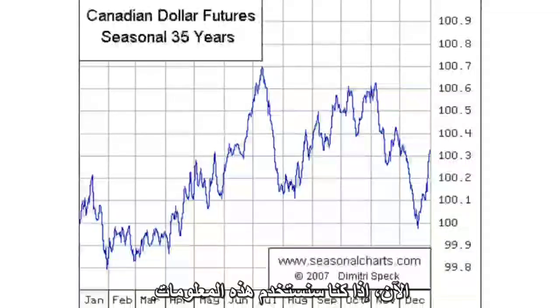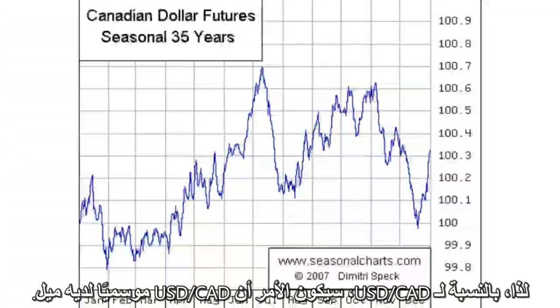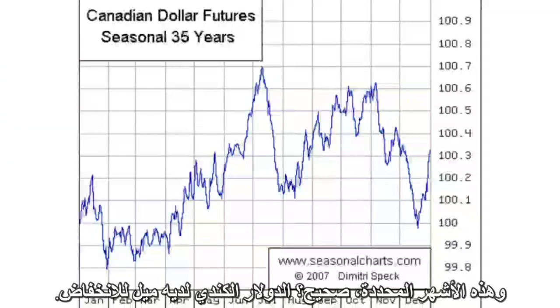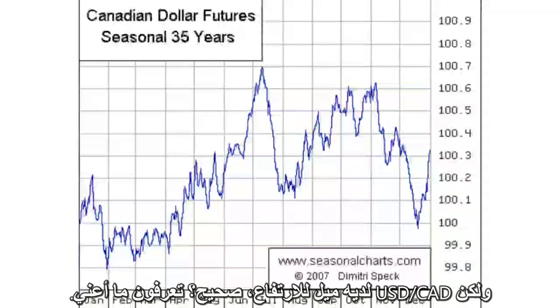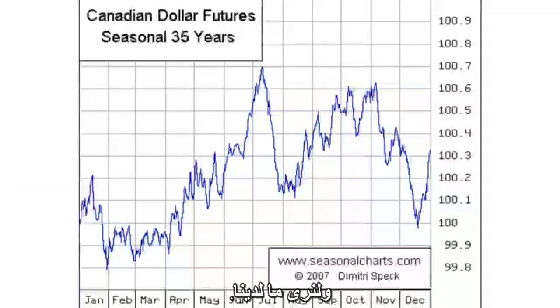Now, if we're going to use this information on the USD CAD forex pair, then we're just going to simply use the inverted info, right? Simple. So for USD CAD, it would be that USD CAD seasonally has a tendency to go higher during this particular time in these particular months. The Canadian dollar has a tendency to go lower, but USD CAD has a tendency to go higher. You know what I mean. Now let's look at some price action on USD CAD from the last few years and see what we've got.